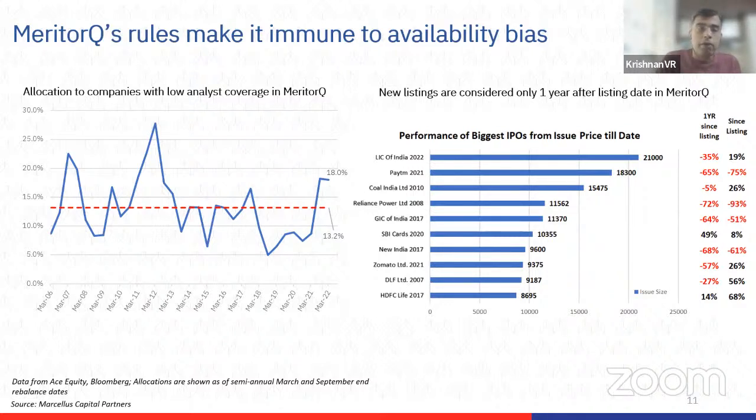So we went back in our model portfolio and looked at what is the percentage allocation in MeritorQ historically, right? And this we looked at over the last 16 years, from July 2006 to September 2022. What's been the historical allocation to such companies in the model portfolio?